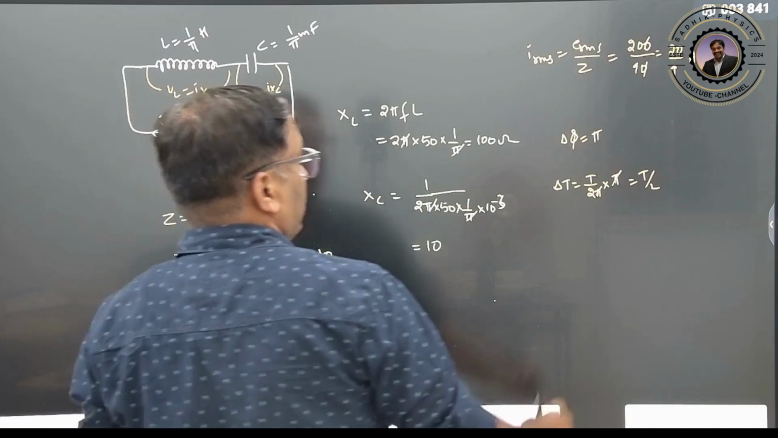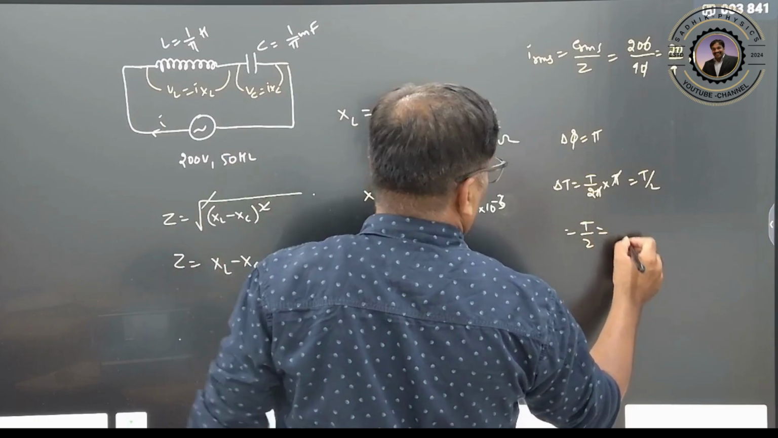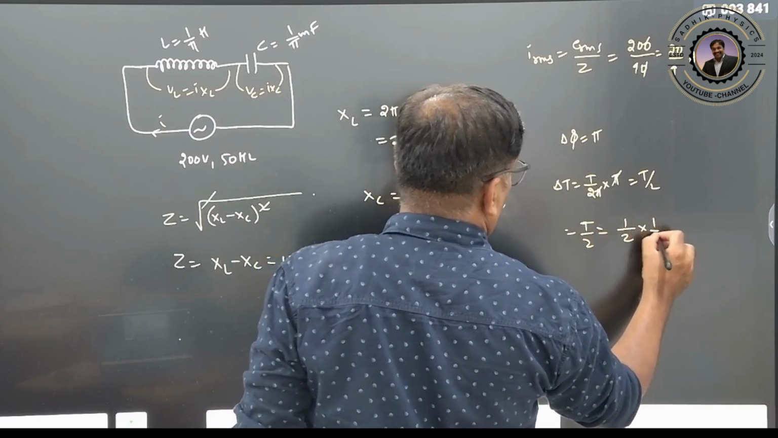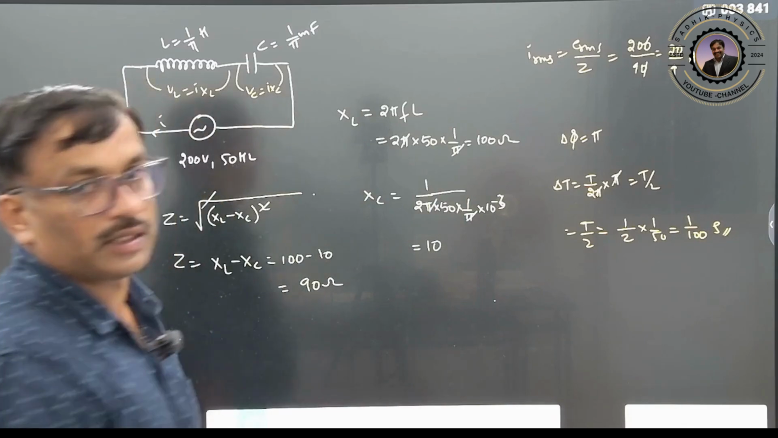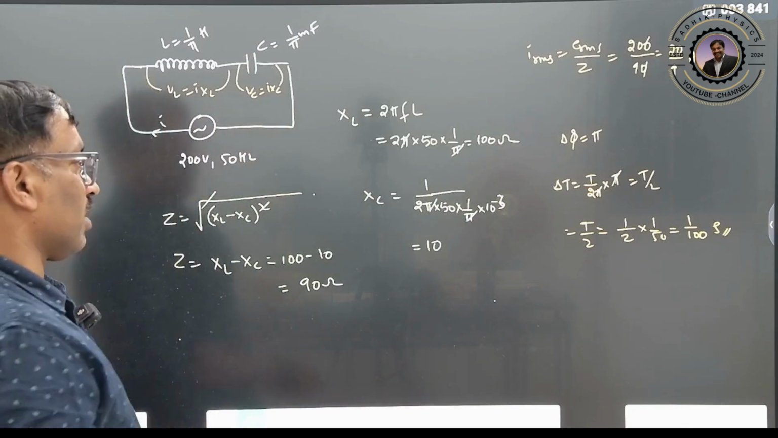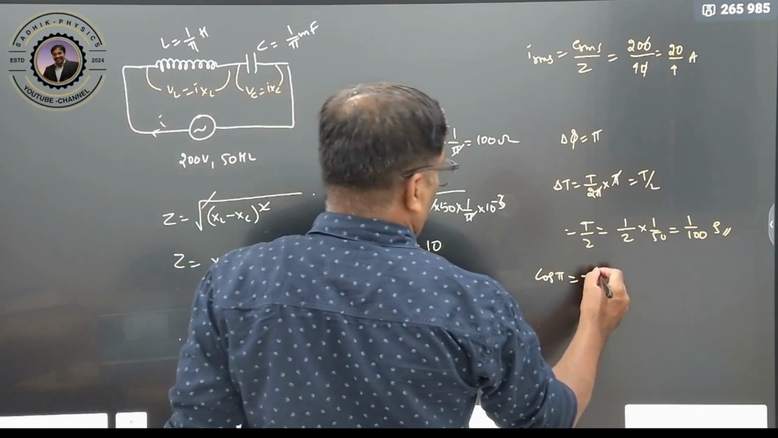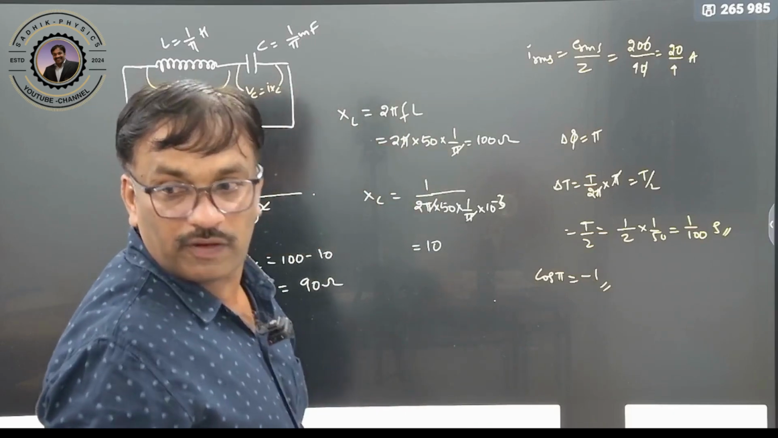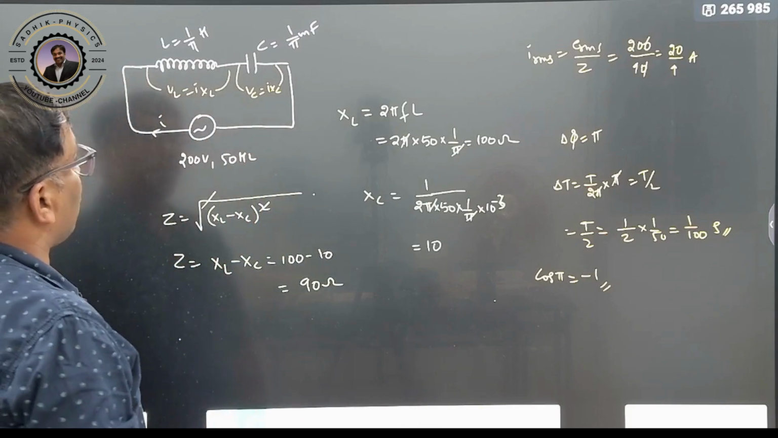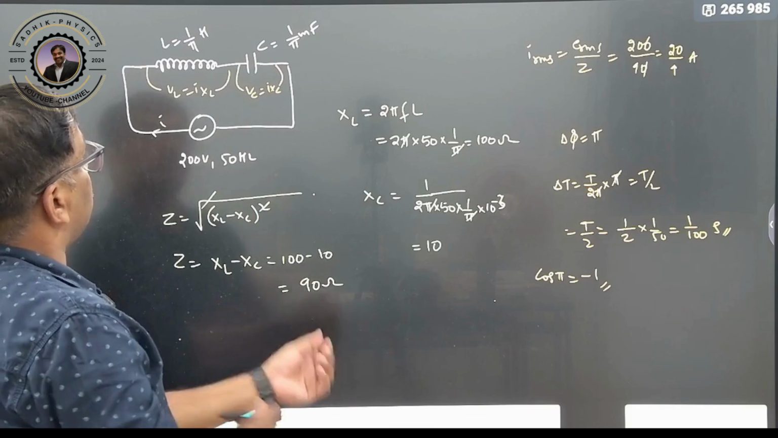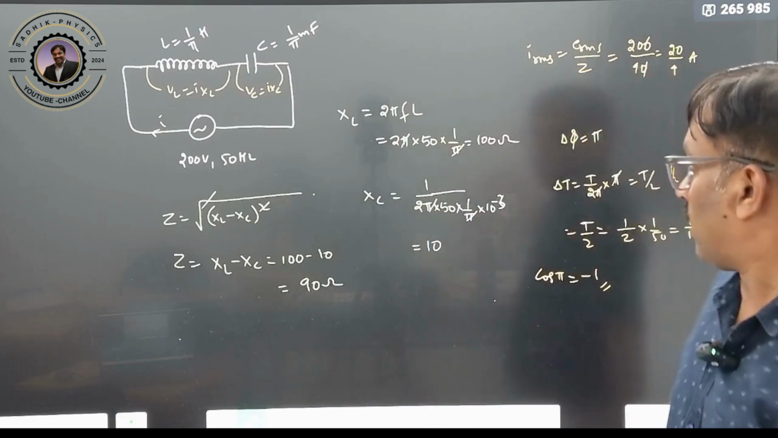If you want to calculate T by 2, then T is nothing but 1 by 50. So 1 by 2 into 1 by 50 is nothing but 1 by 100 seconds. Clear? This is your time difference now. So what will be your power factor now? Therefore cos pi. So cos 180 will be equal to minus 1, right? Like this you can calculate it.